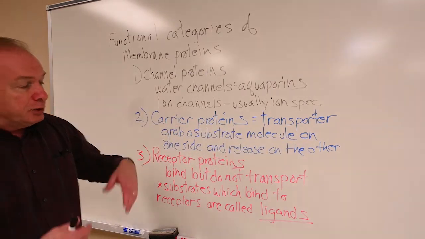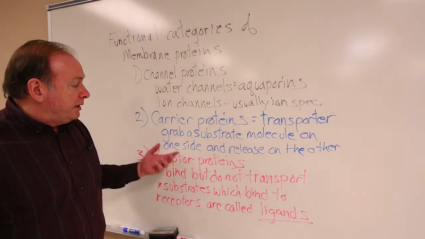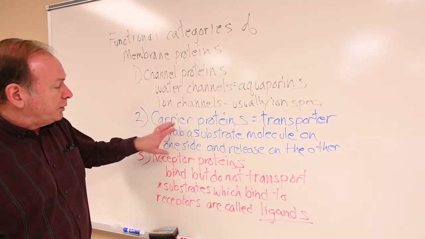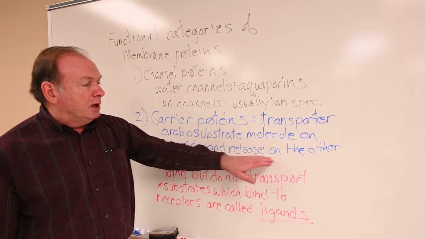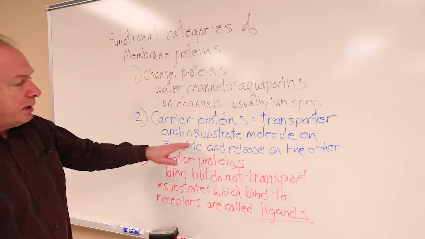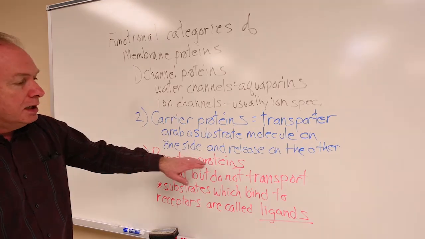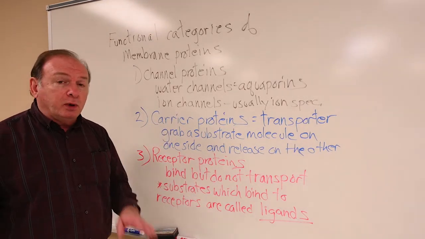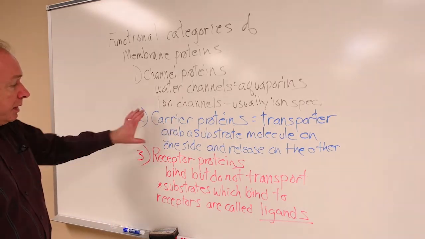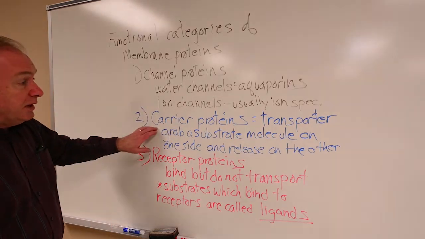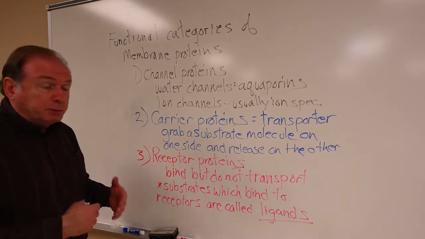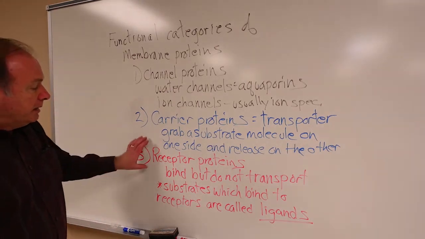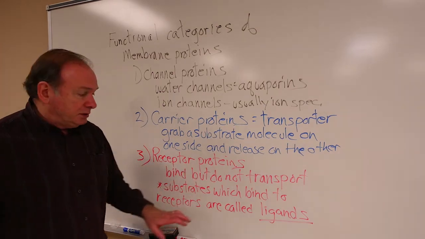They grab a substrate molecule on one side of the membrane, and then they change shape or do something with the molecule to move it and release it on the other side. So they grab a substrate molecule on one side and then release it to the other side of the membrane. It can go into the cell or it can be moved to the outside of the cell, depending on the carrier. There are a lot of specific carrier molecules for specific kinds of molecules that need to be moved across the membrane. Next, receptor proteins.